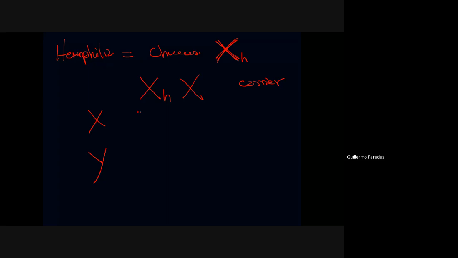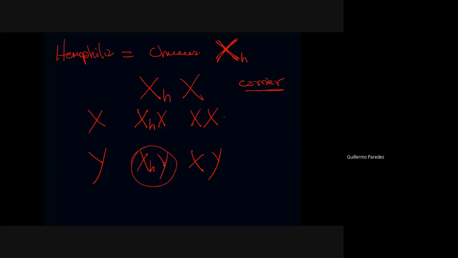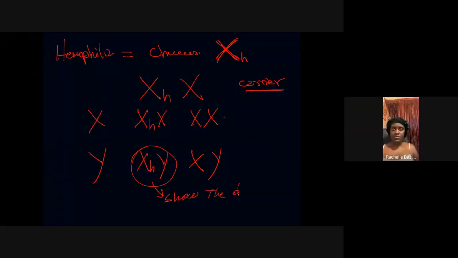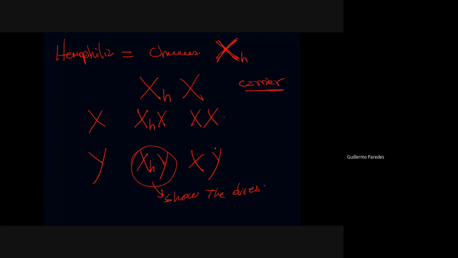If the woman is a carrier for hemophilia and you have 4 kids, you have 1 normal female, 1 normal male, 1 female carrier who doesn't show the disease, but 1 male is going to show disease. Why? Because we don't have another X to compensate. We have instead a Y, so it cannot compensate. And in this case, we show the disease.